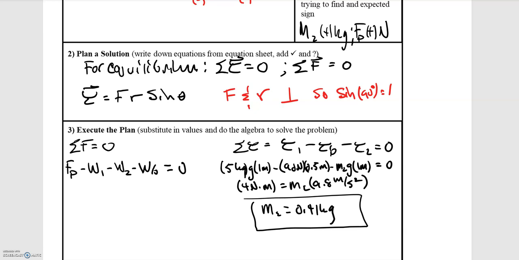Now that we've found the mass, we need to determine what the force at the pivot point is. There we sum the forces to 0 since we are in equilibrium. We have only one upward force, which is the pivot point, and then the weight forces are pointing downwards. Moving the pivot point to one side, we are left with 49 newtons plus 90 newtons plus 4.018 newtons, leaving us with a force at the pivot point of 143 newtons upwards.